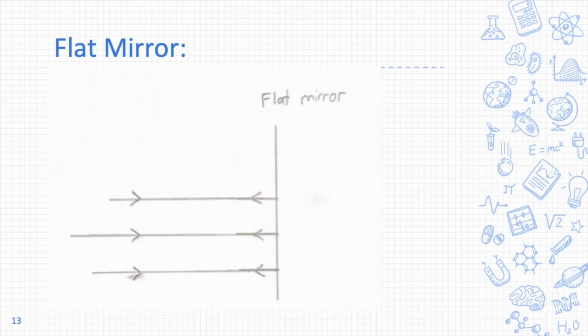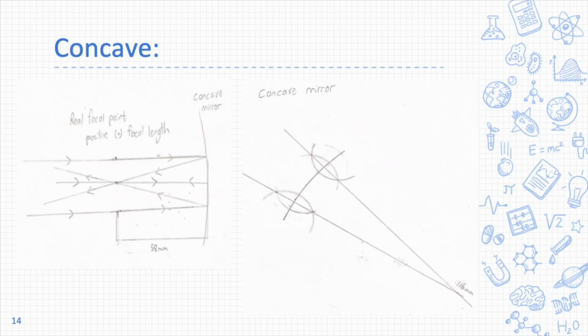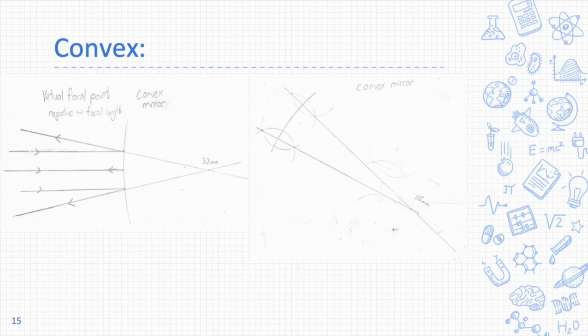So here you can see our drawings for the flat mirror. For the concave, you can see there's a focal point, and the focal length we got was 58 millimeters. Then we calculated the radius using the curvature of the mirror to deduce what the expected focal length would be. And then we did the same for the convex, noting that it's negative because it is behind the point of reflection.